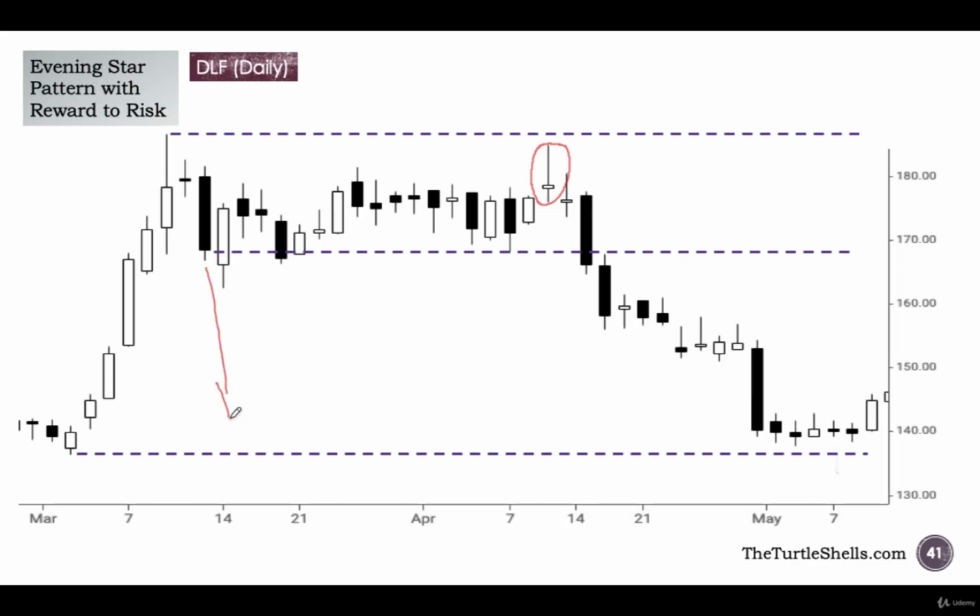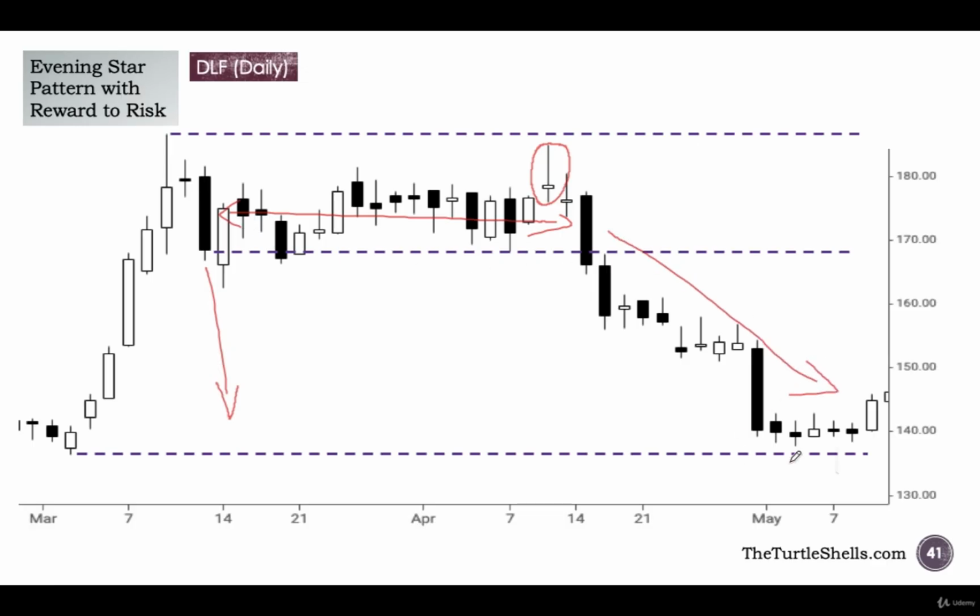My coach Steve Nison in his book Japanese Candlestick Charting Techniques says that the trend reversal pattern does not mean that the trend will go immediately from up to down. It can even go from up to neutral, which is what happened in this case. It consolidated for a while and then it started to go down.